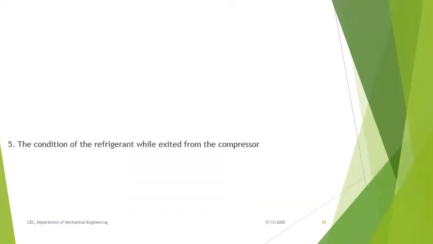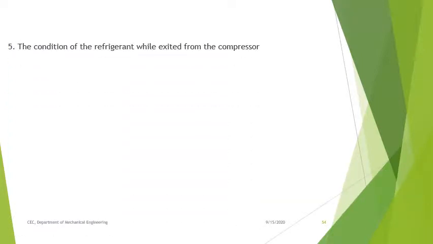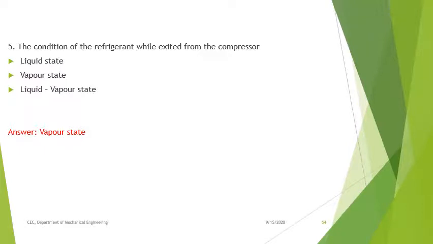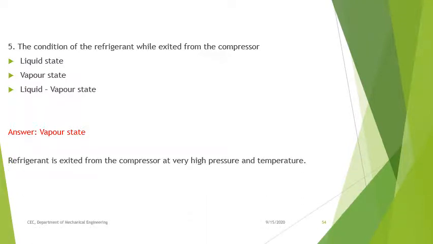Next question on refrigeration. The condition of the refrigerant while exiting from the compressor is liquid state, vapor state, or liquid and vapor state? Answer is vapor state, because refrigerant exits from the compressor at very high pressure and temperature.